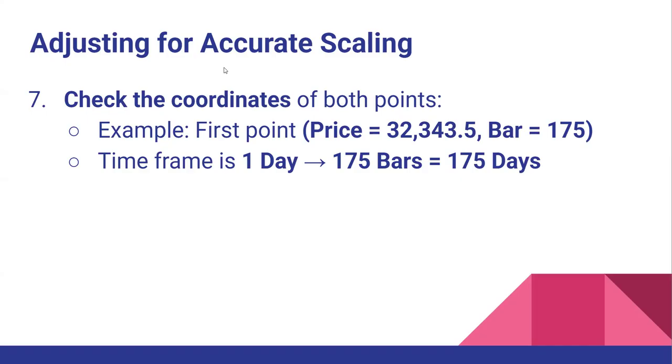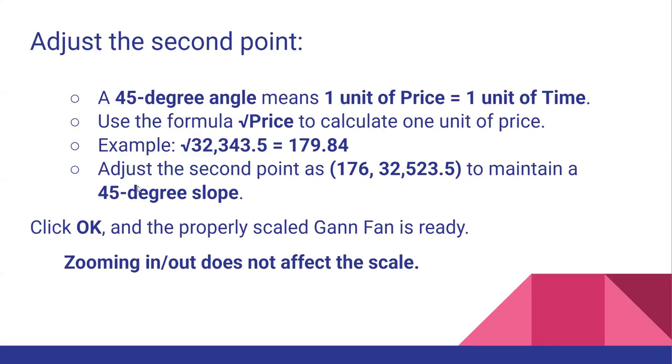For example, the first point is 32,343.5 and it will show you 175. That means 175 bars. If it is on a daily time frame, you can think that 175 days have been elapsed from this price to that price. Okay, time frame is 175 days. Time is equal to days.